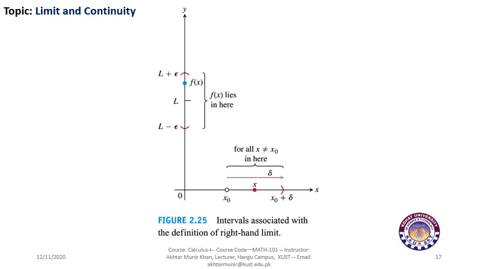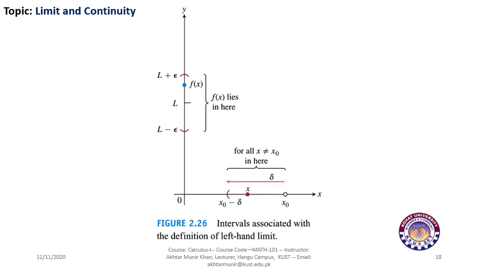So this is the figure for one-sided limits. Suppose that the right-hand limit exists. We are coming from the right, so this is the epsilon-delta definition for the right-hand limit. For all values of x that lie in the interval x naught to x naught plus delta, the function values will lie in the epsilon neighborhood, or epsilon interval, about this value L.